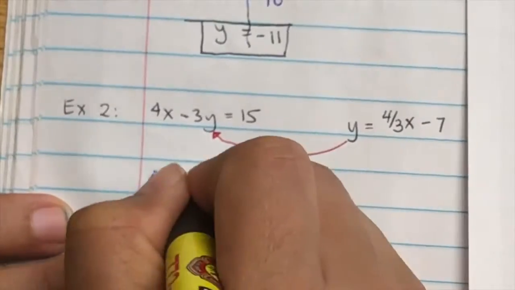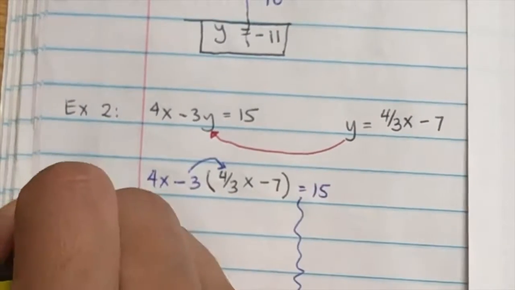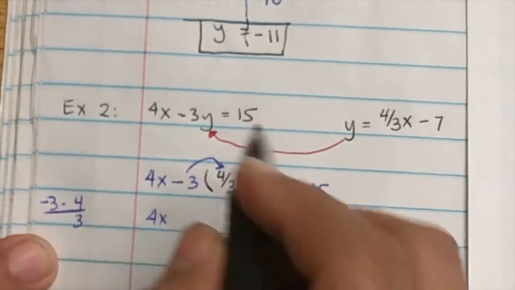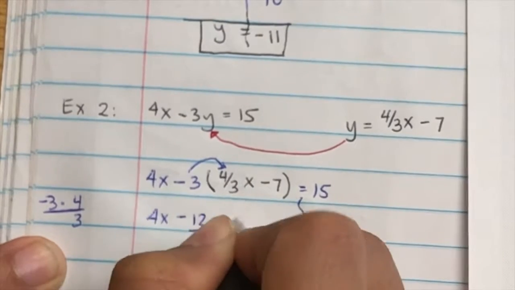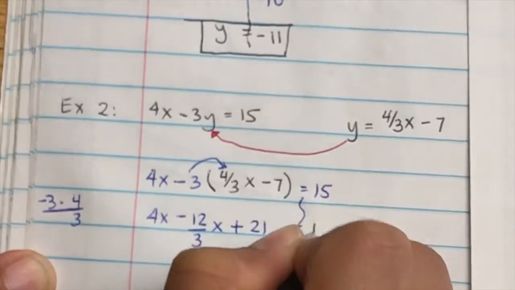So we'll draw a river. We're going to get in the house, so we have 4x, and then negative 3 times 4 over 3. I'm just going to do this on the side. Anytime you have a fraction, just extend the fraction bar, and you multiply the top and you multiply the bottom. Negative 12 over 3x, and then negative 3 times negative 7 is positive 21. Bring down the 15.